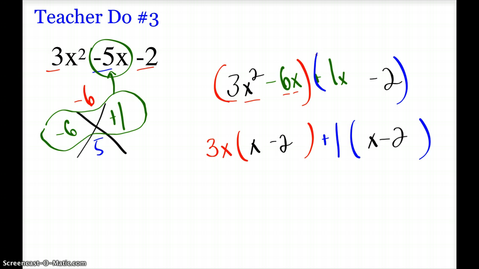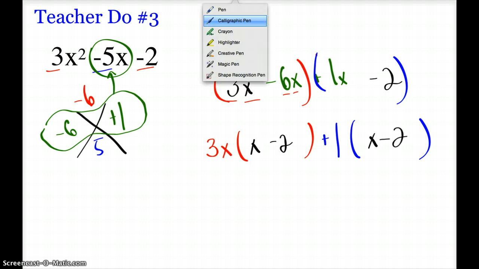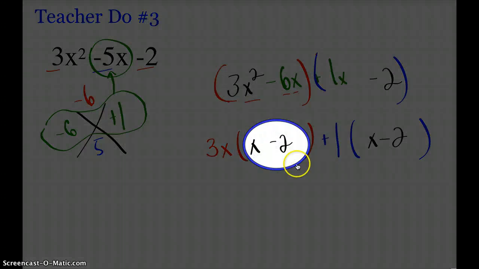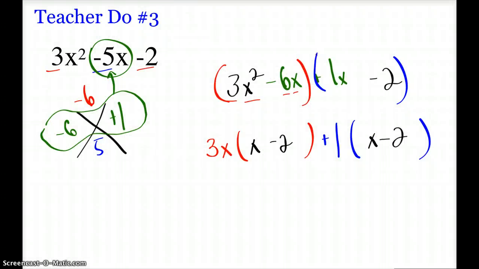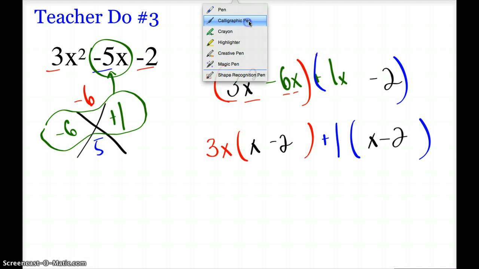The ones that are inside the parentheses, these two, x minus 2 and x minus 2, they should match. If they don't match, you didn't do it correctly. You didn't get the GCF. Those two matching items go together.